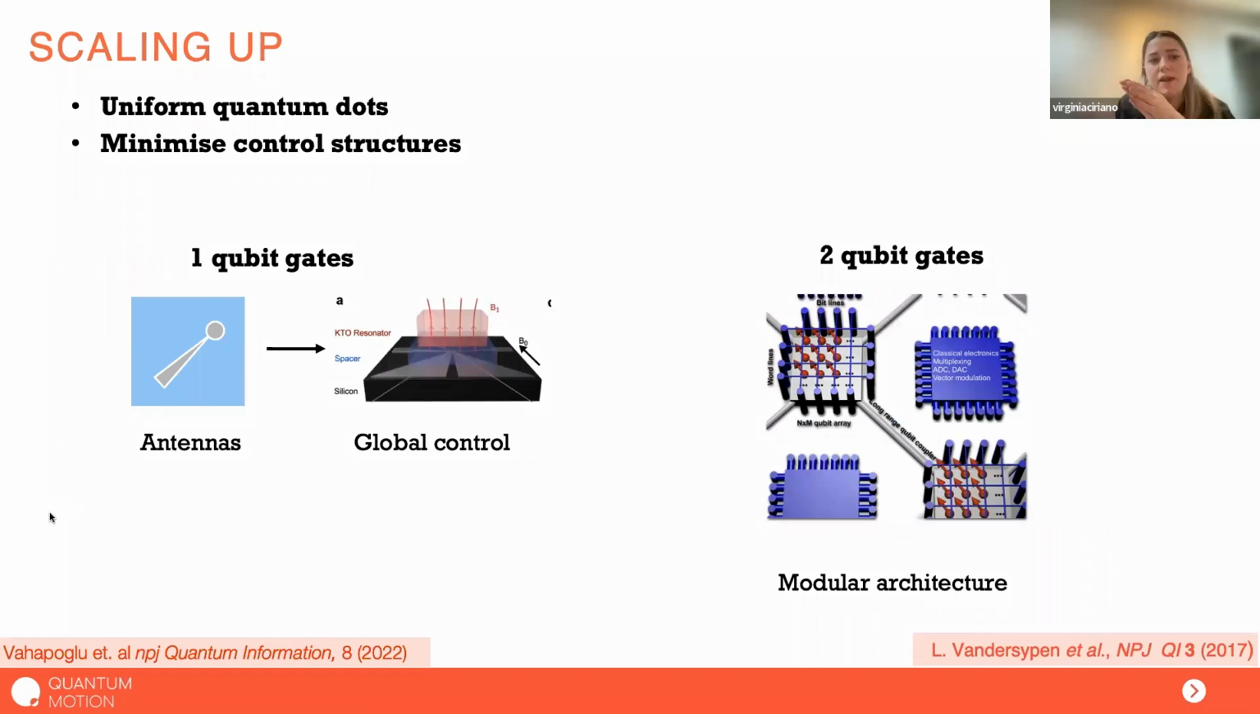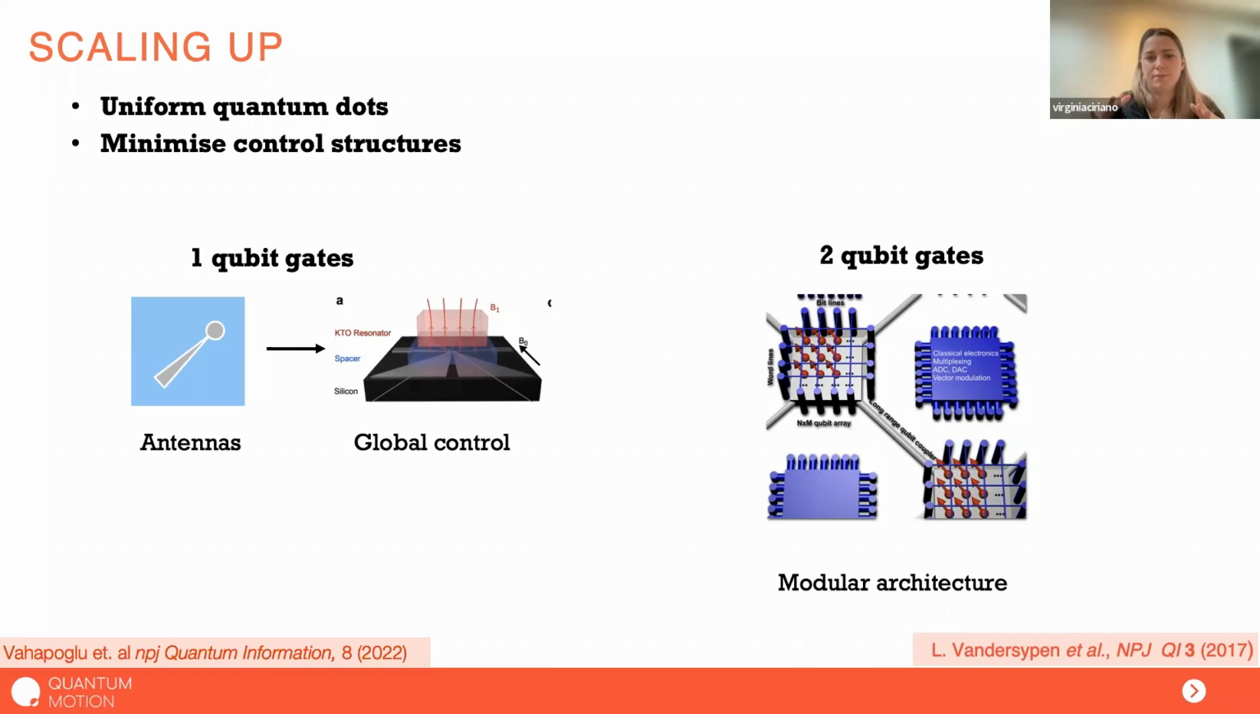The next thing would be to minimize all the structures that you need around your qubit. In terms of 1-qubit gates, passing from having one antenna close to every quantum dot to having global control. And in terms of 2-qubit gates, as I said, to do 2-qubit gates you need to put two electrons quite close together. So you cannot do something that is not nearest neighbors.